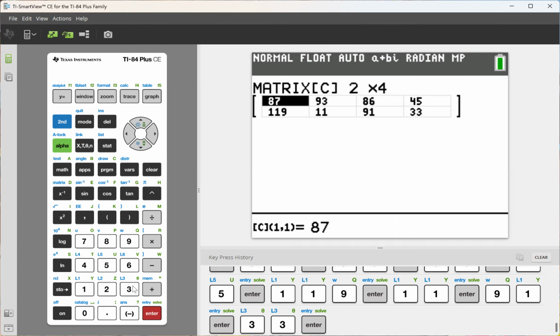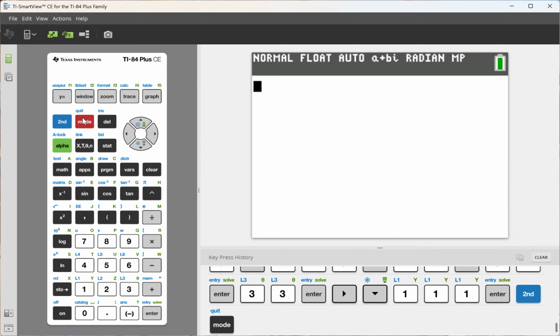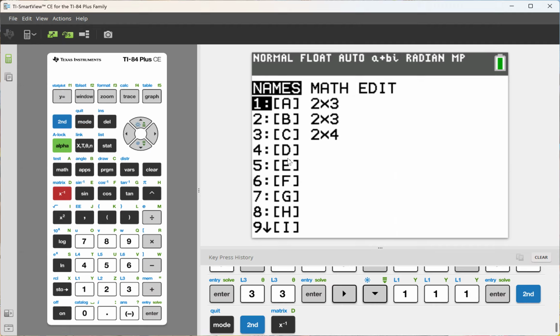Okay, so that matrix is done. I'm going to exit out of it. I'm going to make sure that I inputted everything correctly. I did not. I see a mistake. So I'm going to go over to that element. That should be 111. So this is why I always check. That's 91, that's 33. I always check what I've inputted to make sure I did it correctly. Okay, now I'm going to exit. And I'm going to go back in the matrix menu, and I'm going to put in what I would expect the values to be. And I'm going to put that in D.